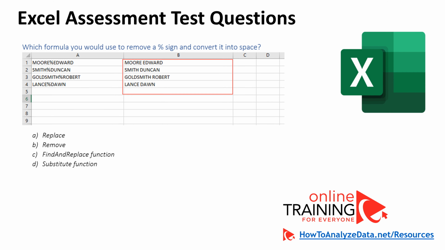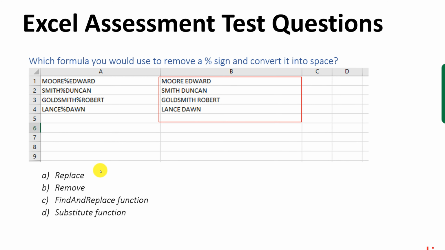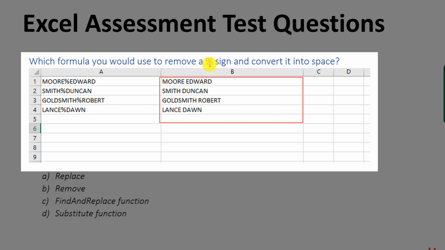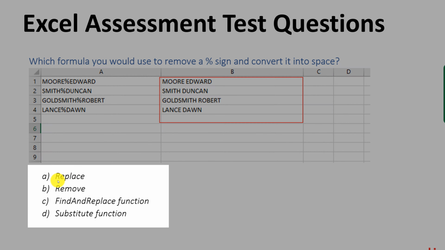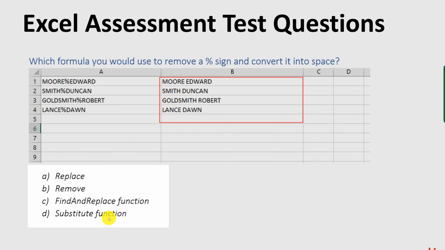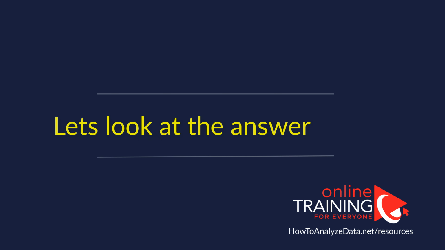Very often, you might be asked a question on how to perform a specific function in Excel. For example, in this question, which formula would you use to remove a percentage sign and convert it into a space. In the example given, you see that in column A, there are values that have a percentage sign in between the words. And in column B, the values already have the percentage sign replaced with a space. And the choices presented are REPLACE, REMOVE, FIND AND REPLACE function, and SUBSTITUTE function. So which one would you choose?